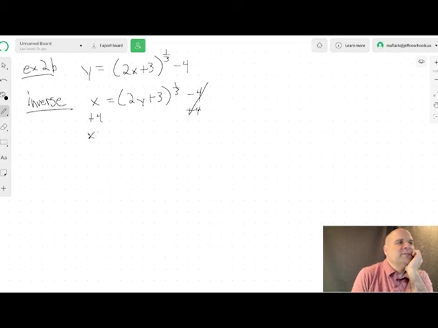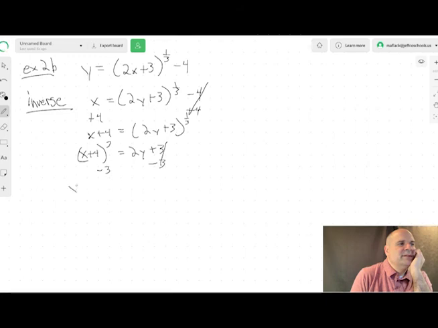So we have x plus 4 equals the cubed root of 2y plus 3. Okay, get rid of that cubed root by applying a 3 exponent. So we're going to cube both sides. So this is x plus 4 cubed equals 2y plus 3. Get rid of that 3. So remember, we're not going to cube it out. We're just going to leave it like this.